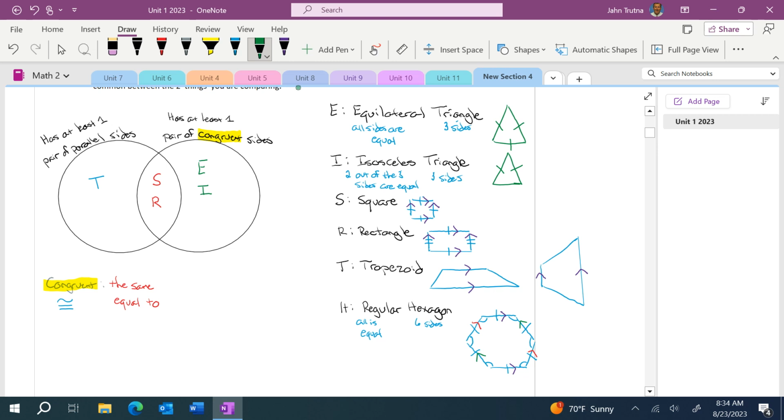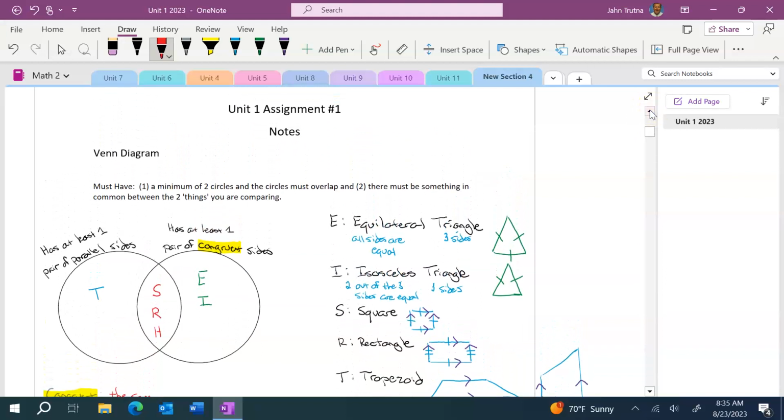Okay. Does a regular hexagon have at least one pair of congruent sides? The answer is yes. All the sides are congruent, so it has at least one. So both of these criteria are common for a regular hexagon. So that means we put the letter H right there. Okay, and there we go, you guys. There's your notes for Unit 1, Assignment Number 1.